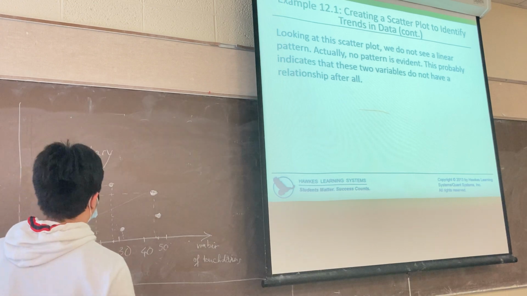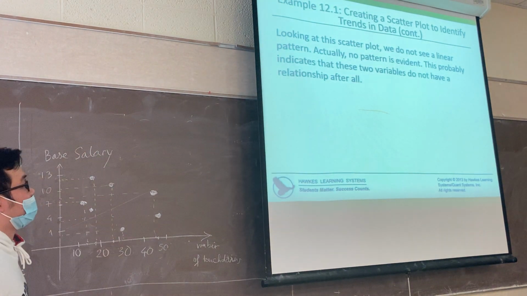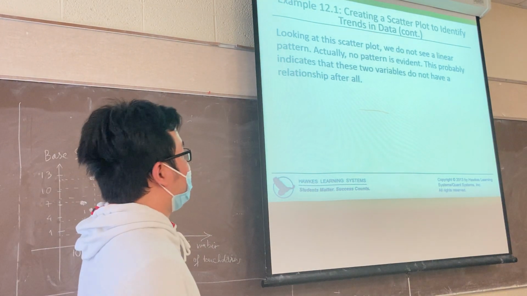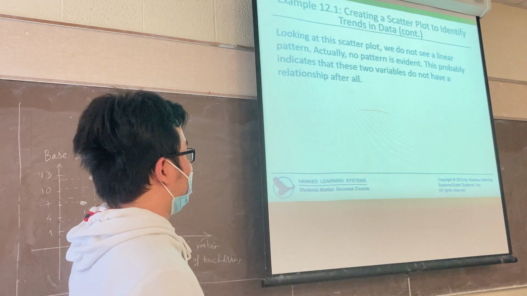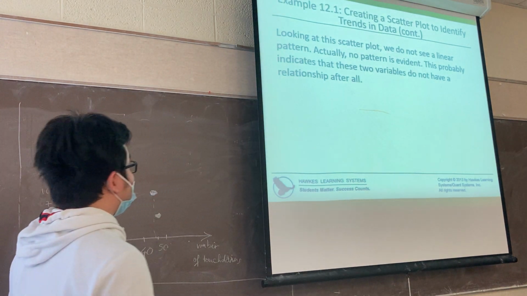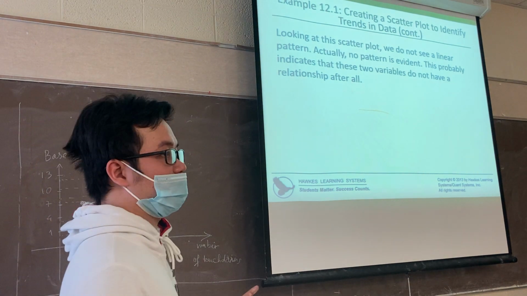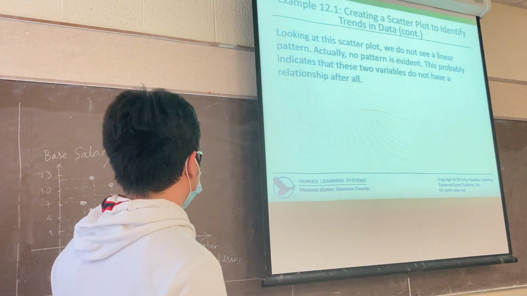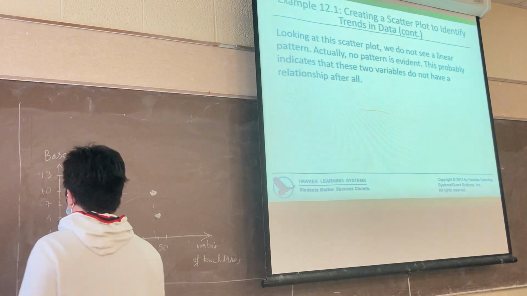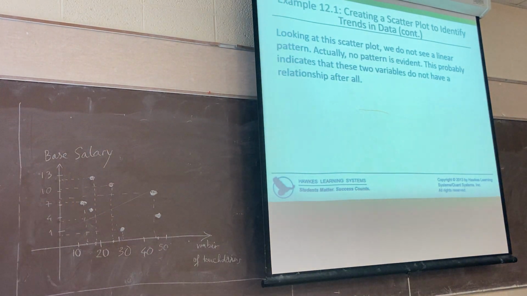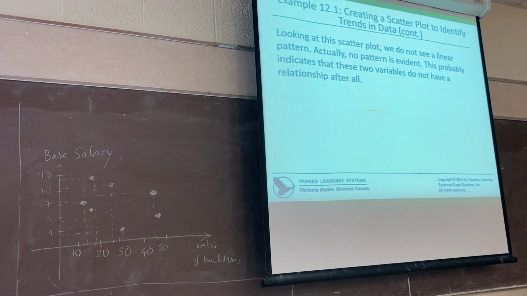Sometimes we don't have any relationship between them, right? We don't have any relationship and no pattern is evident. This property indicates that these two variables do not have any relationship. So let's see the relationship between base salary and the number of touchdowns. We don't have any relationship here, if we look at the graph like this.